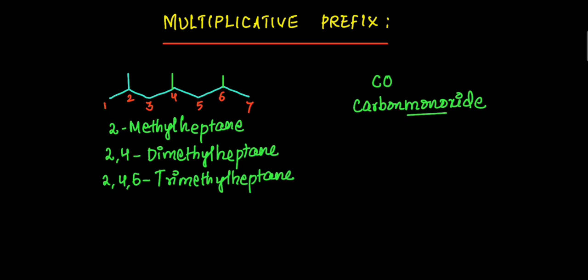But if there is any multiplicity of identical substituents, then give the Greek prefix. When they are 2, it is di. When they are 3, it is tri. Suppose the multiplicity is increased, then how to proceed? Let us take a few examples, and we will study what the different types of multiplicative prefixes are.